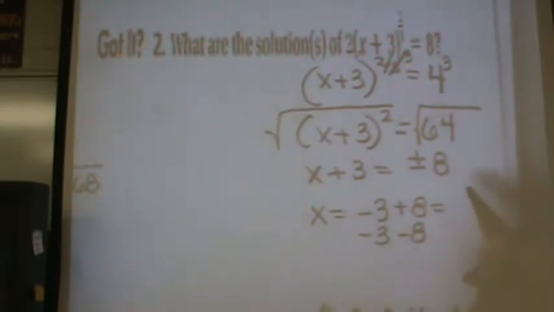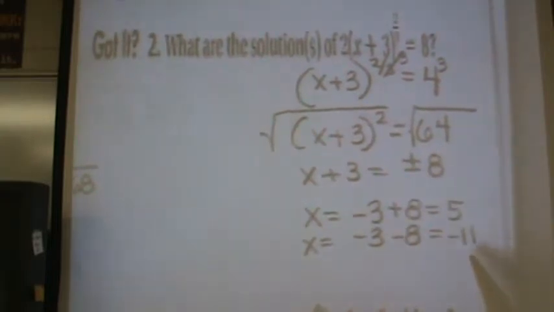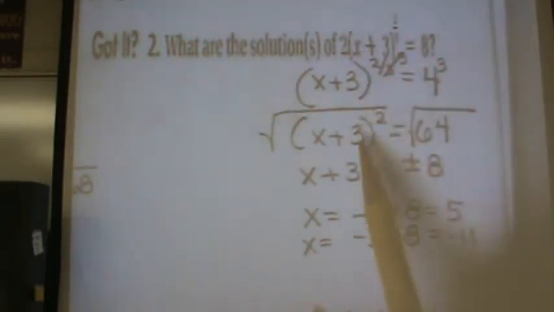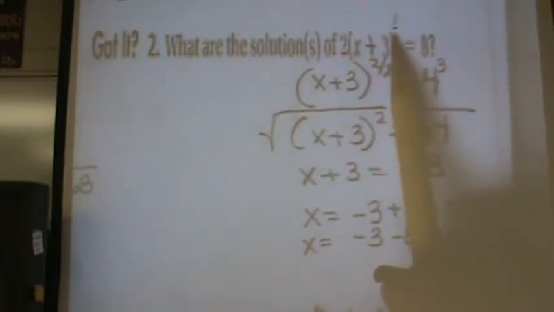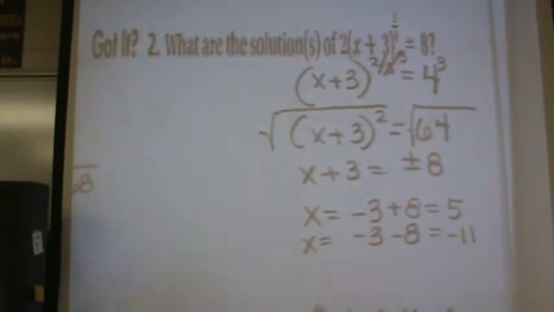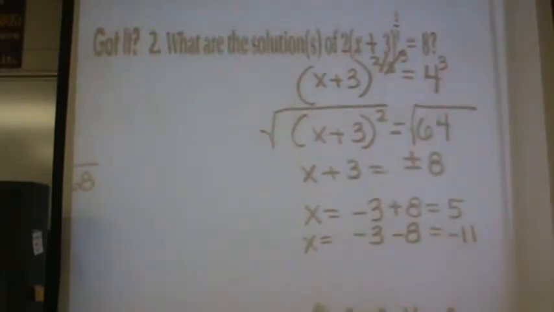So tell me what my 2 answers are. 5 and negative 11. Now, how can we be 100% sure? We could take one of these answers and do order of operations. 5 plus 3 is 8. 8 raised to the 2/3 power times 2 is gonna be 8. And same with negative 11. You can use your calculator. We're gonna check a couple of these, but let's move on, because we did those yesterday.